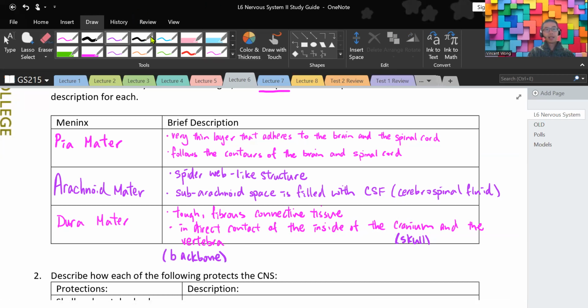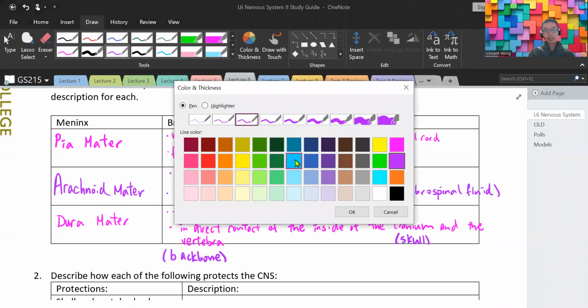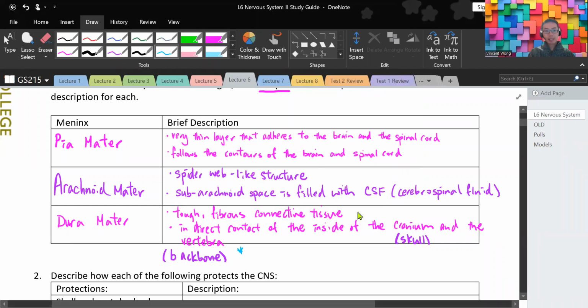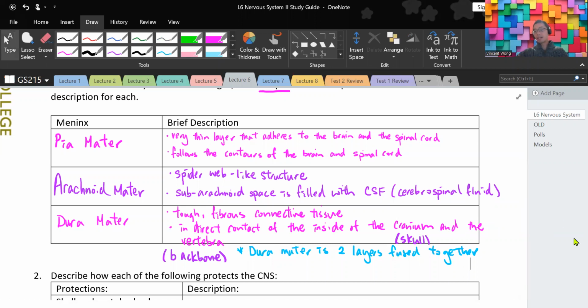All right. Now I don't have enough space here. I'm going to write outside of the box. The dura mater is actually 2 layers fused together. They're stuck together, but sometimes at some places they would separate. They would come apart and form an empty space between them. So this is one piece right here.